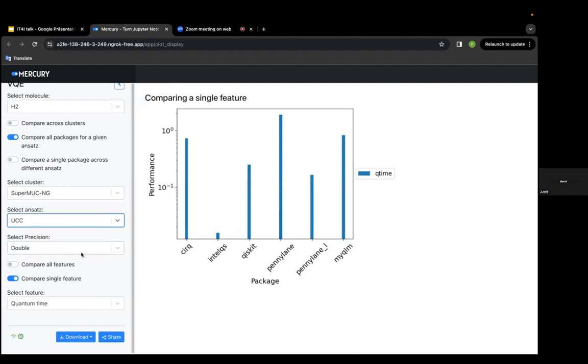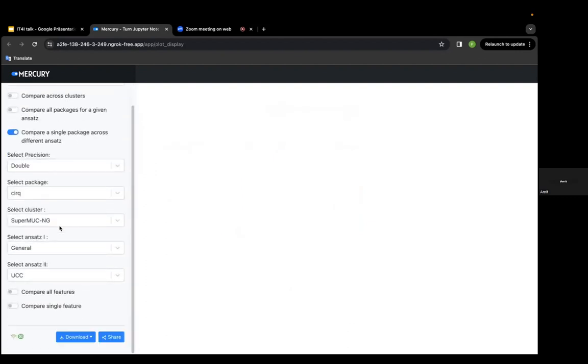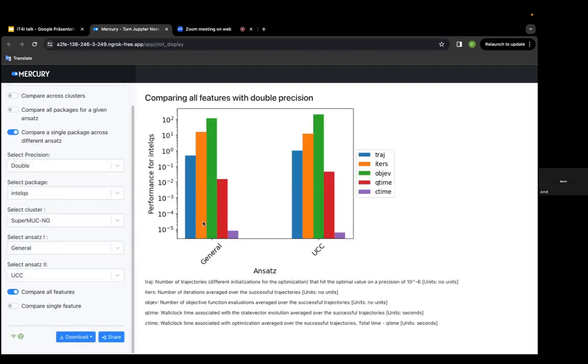We could also look at UCC ansatz, but I guess it would make more sense if we compare different ansatz for a single package. So here we clearly see that for the UCC ansatz, we always hit the optimal solution because this goes to one. Whereas for the generic ansatz, we don't hit the optimization. But on the flip side, the average time for evolution of the successful trajectories is fast, but here it is slower. So this is a trade-off that we can think of.